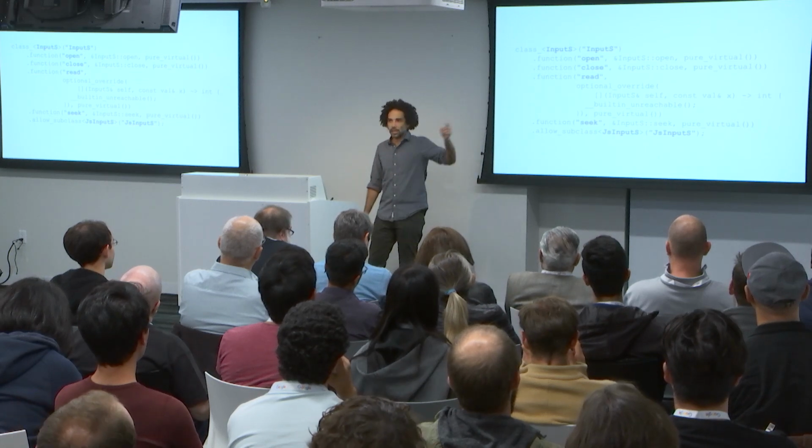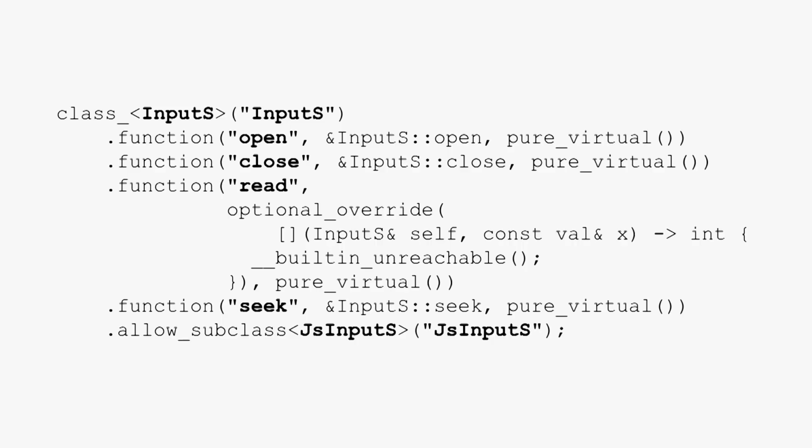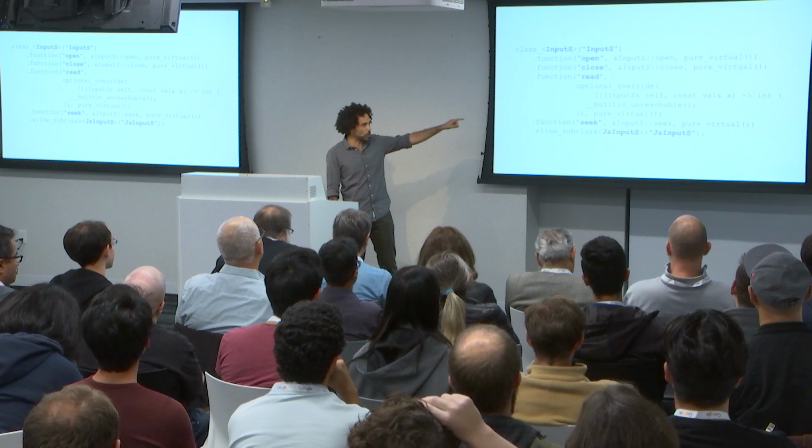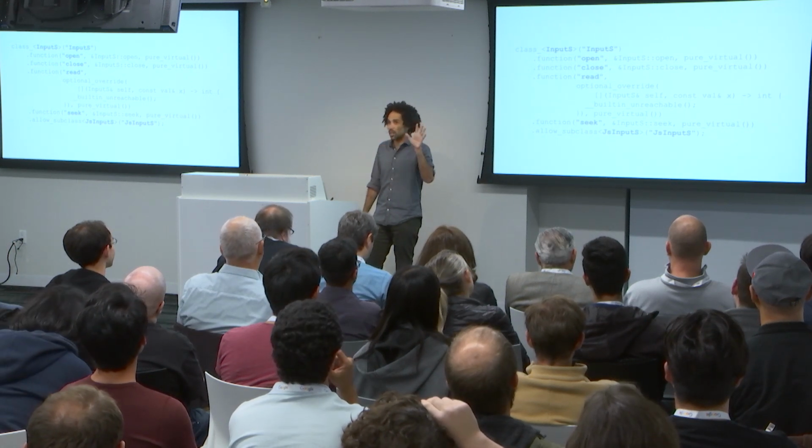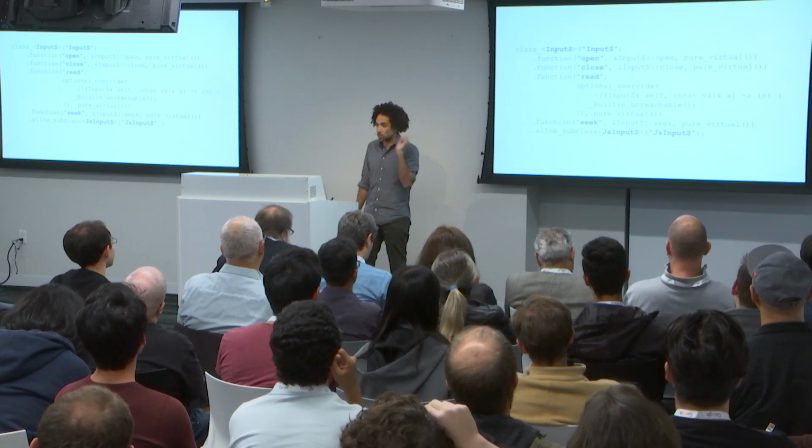And then in the binding layer, I do basically the same sort of wrapping as before, but now I'm wrapping it for input S. So input S is our pure virtual abstract base class. And so I just map all those function names straight through. And again, read is a little bit special because I want to create my own interface for it. But otherwise, for a lot of functions, you can pass them straight through.